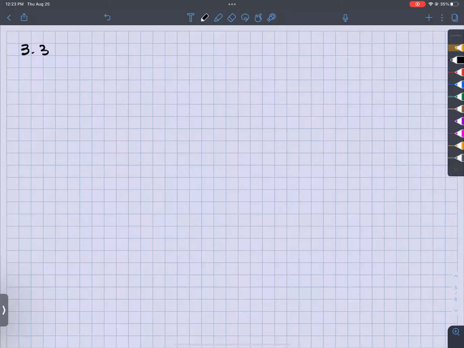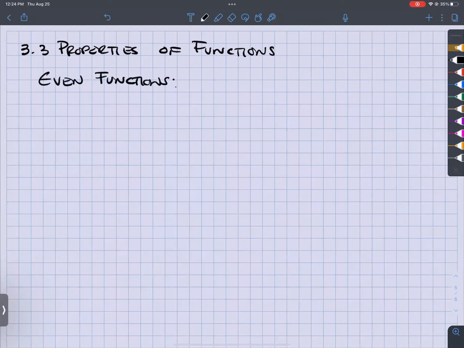All right, so 3.3. Properties of functions. Why am I yelling? Okay. Apparently I offended someone. Even functions. Even functions. What can you tell me about even functions?